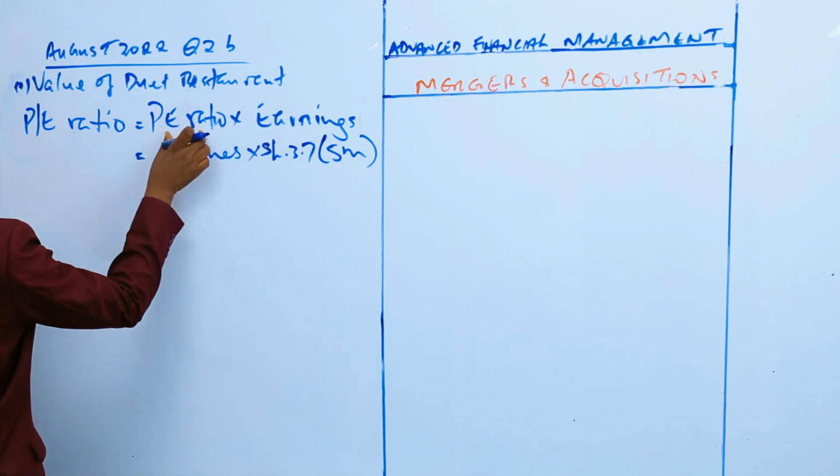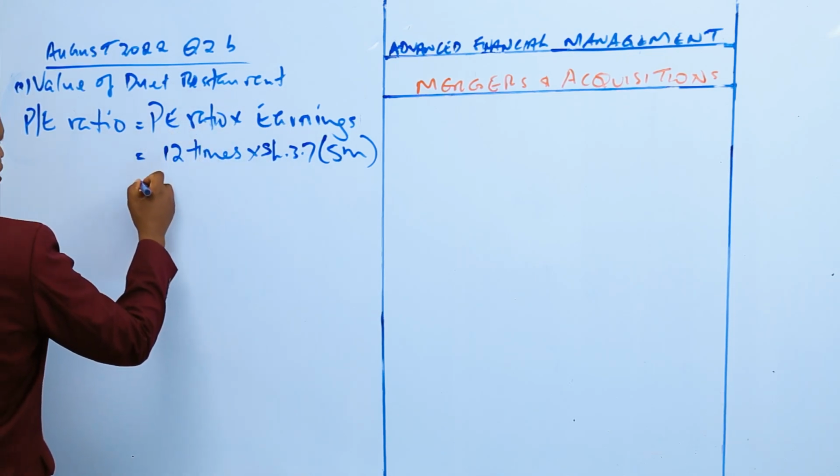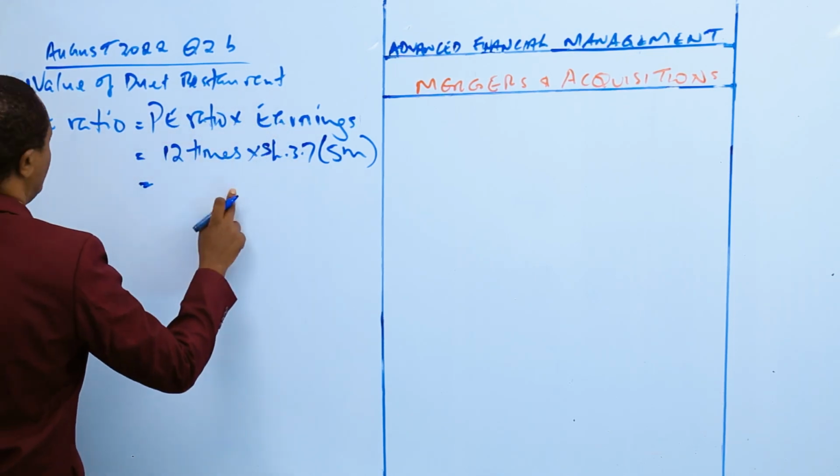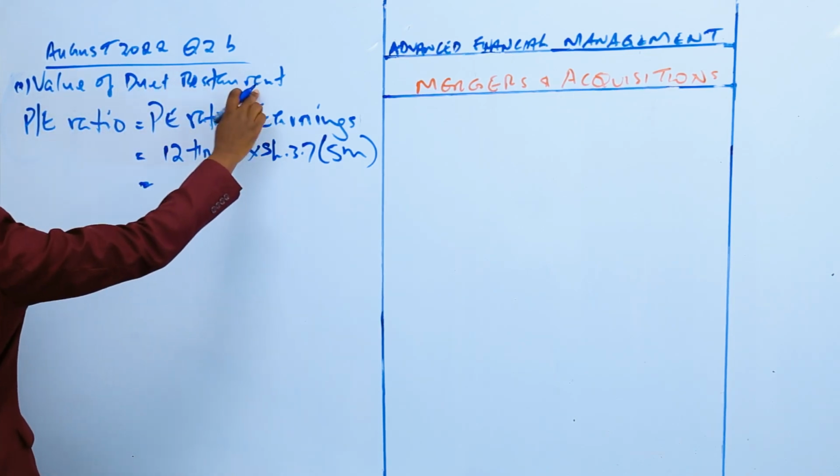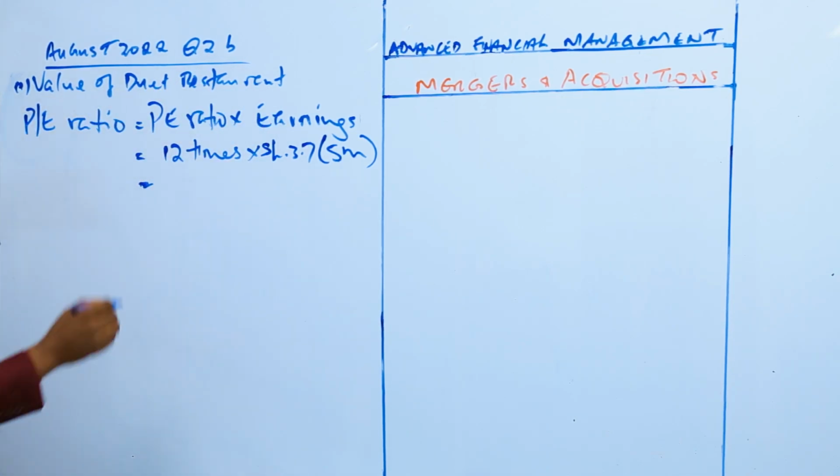We have the PE ratio provided in the question. So the product of the PE ratio and earnings is going to give us the value of Duet Restaurant using the PE ratio. So we take the calculator and multiply. 3.7 times 5 million.